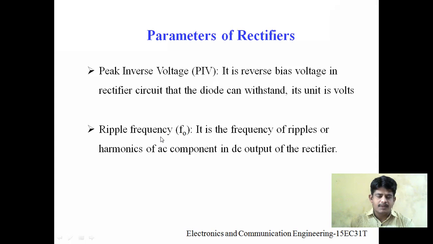Then ripple frequency. Ripple frequency means, we know that the output of the rectifier has ripples, and we calculate the frequency of those ripples. So this is the ripple frequency and it is denoted by f0. So these are the parameters of rectifiers.